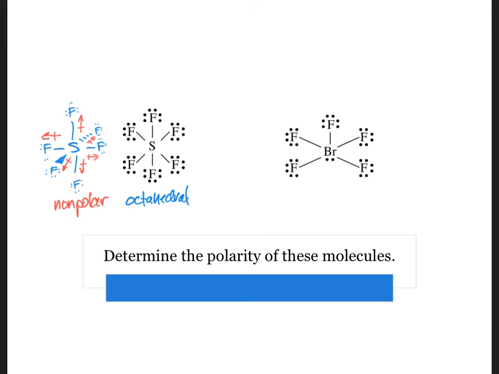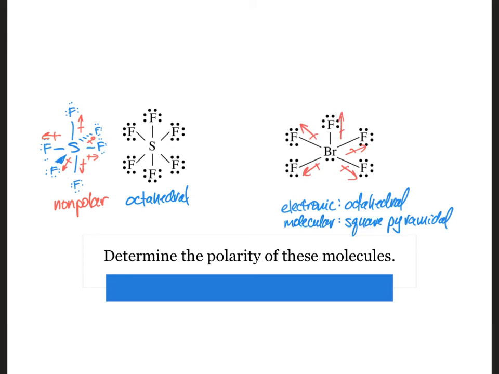This molecule also has 6 electron domains, giving it an octahedral electronic geometry. One of the electron domains is a lone pair of electrons, though, so BrF5 will have a square pyramidal molecular geometry. The bromine-fluorine bonds are polar, and adding up the vectors, we see that they do not cancel out, so bromine pentafluoride is a polar molecule overall.